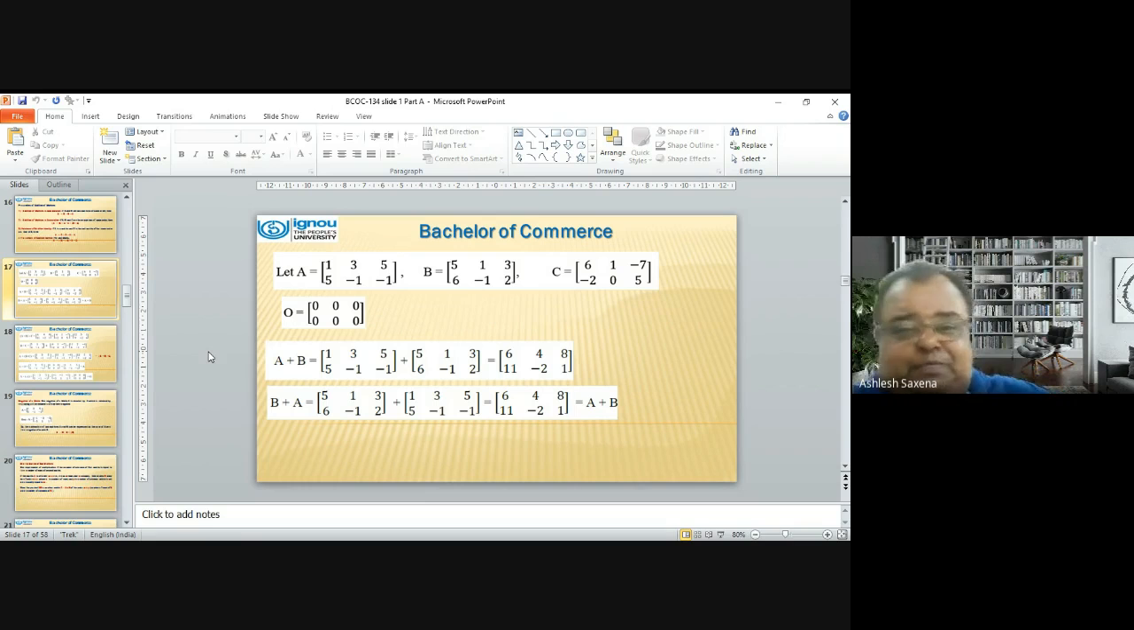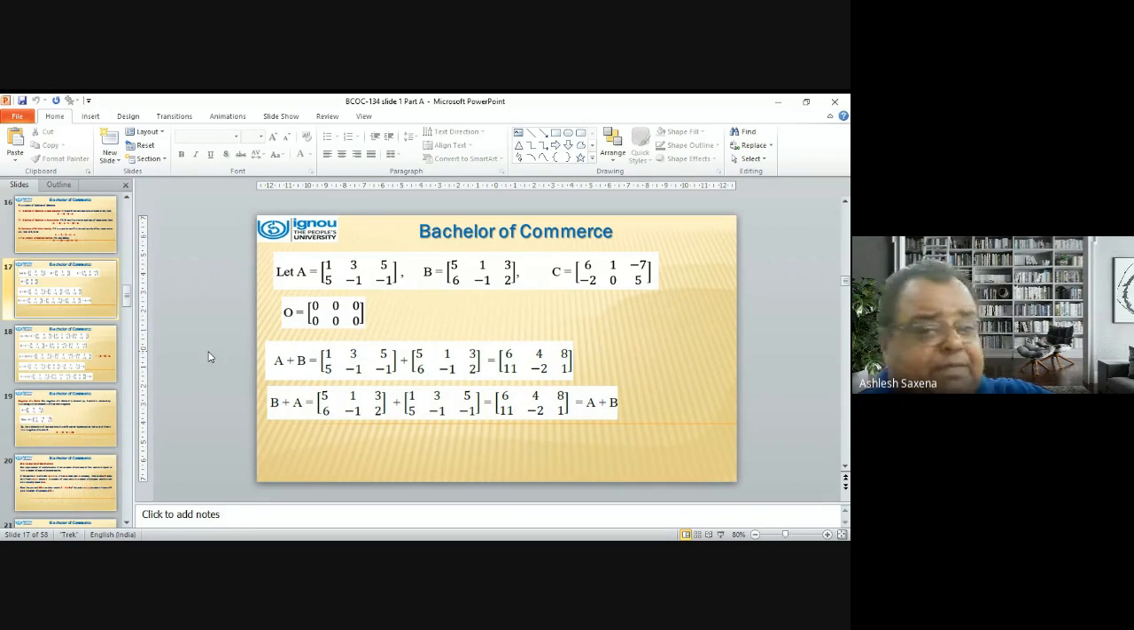Now we see we have three matrices A, B, and C, and your zero matrices. Because A, B, and C all are of 2 by 3 matrix form, your zero matrix, null matrix will be of the same order, 2 by 3. 2 is representing rows and 3 is representing columns in all these matrices A, B, and C.